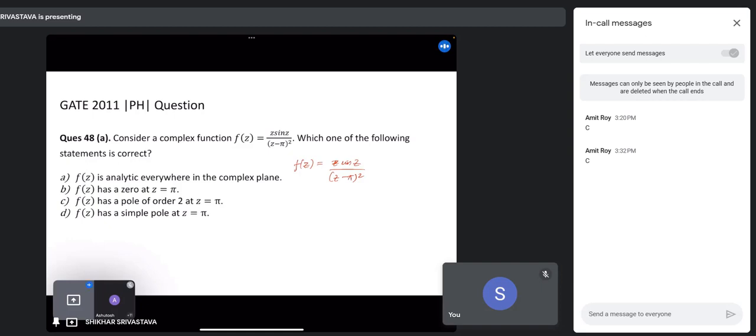So Amit has answered option C: f(z) has a pole of order 2 at z is equal to pi. Any more answers? Amit, are you sure?